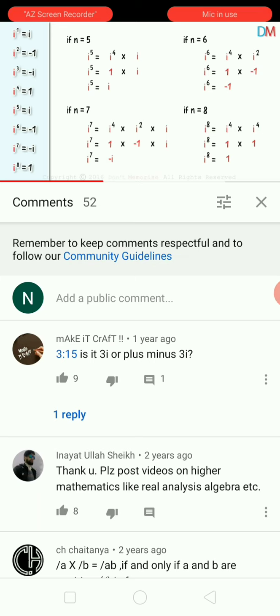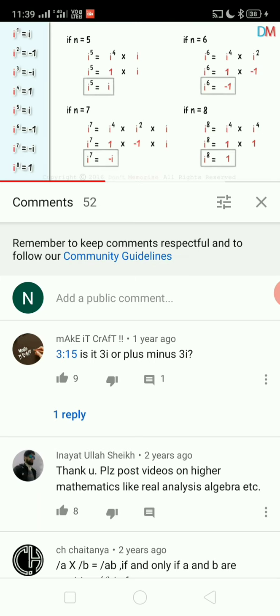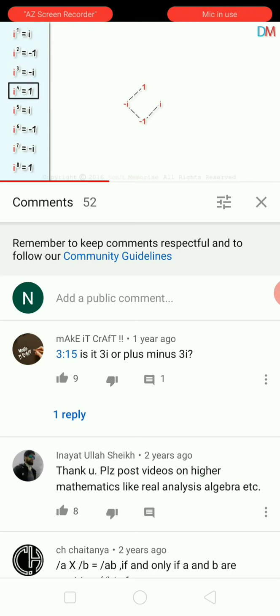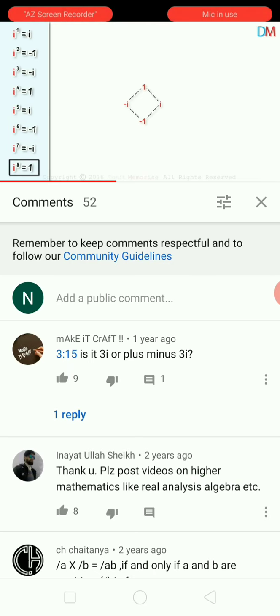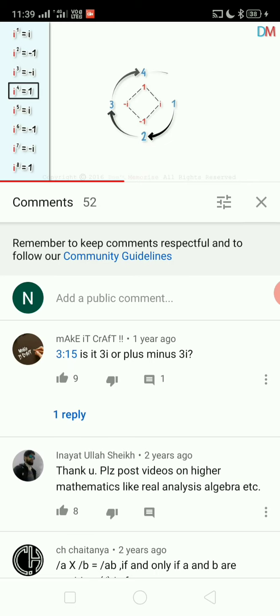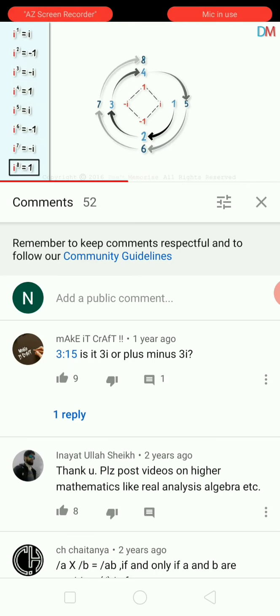And this is what we would get. Notice the cyclical pattern in the powers. I, -1, -I, 1, and then again I, -1, -I, and then 1. This is one way in which we can understand it. First power, second power, third power, and fourth power. Then repeat. Fifth power, sixth power, seventh power, and eighth power. And this will go on.